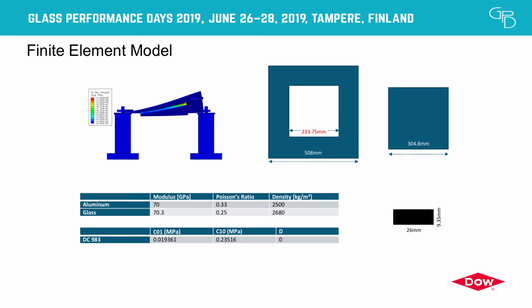And we replicated this via an FE model. So what we wanted to do is measure what we're doing and then confirm, are we getting the same thing in our theoretical model using FE. No surprises here. Aluminum and glass are modulus around 70 gigapascal. We used a Mooney-Rivlin 2 parameter for the sealant that was used, which was a 2-part sealant. The dimensions of the plate in this instance were 500 millimeters square, and then the cutout was around 233, and our bite was 26 millimeter by 9.35 millimeters.